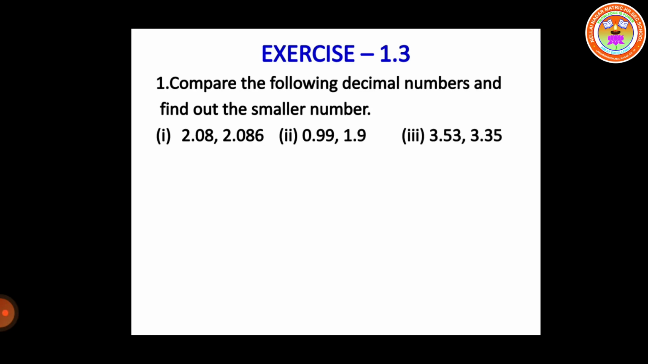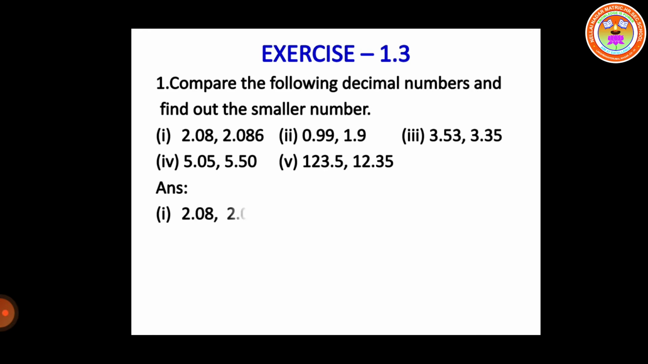2.08 and 2.086. Second subdivision 0.99 and 1.9. Third subdivision 3.53 and 3.35. Fourth subdivision 5.05 and 5.50. Fifth subdivision 123.5 and 12.35. Let us see the answers. First one 2.08 and 2.086.